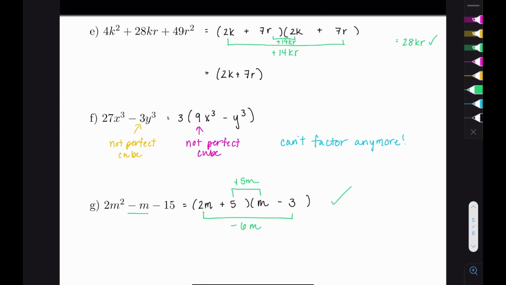Okay. So factoring just takes a lot of practice to start recognizing these patterns and recognize tricks you can use. So do your best and get tons and tons of practice.